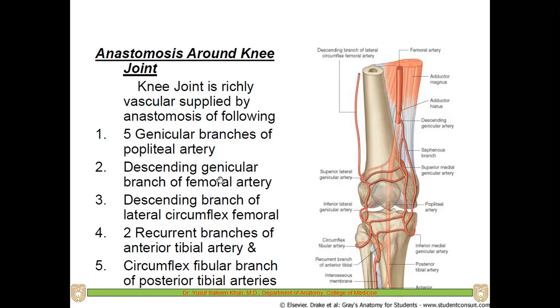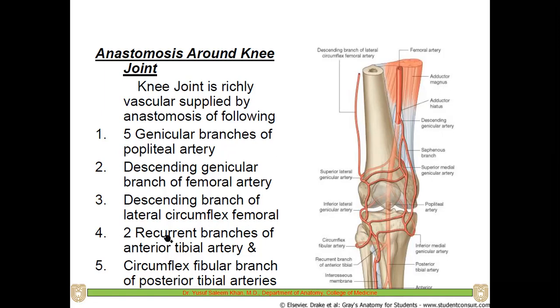Then also the descending genicular branch of the femoral artery. It will also give the descending genicular branches. If you see here, there is the descending genicular artery. Okay, so this is the descending genicular branch of the femoral artery, coming from the femoral artery. Then it also gives the descending branch of the lateral circumflex femoral artery.